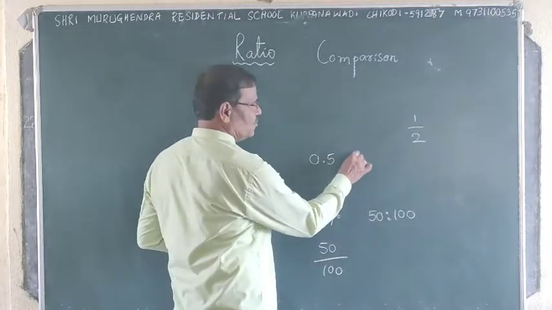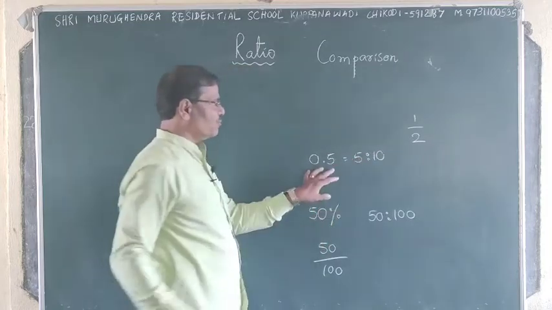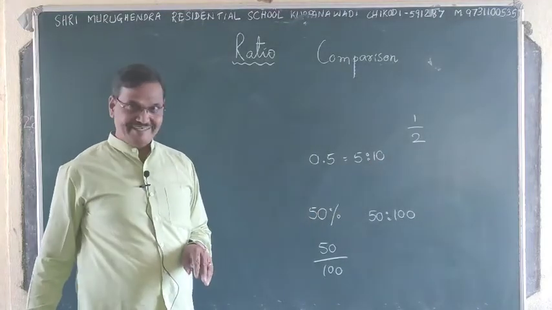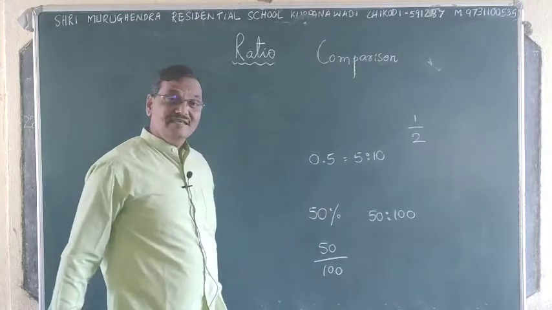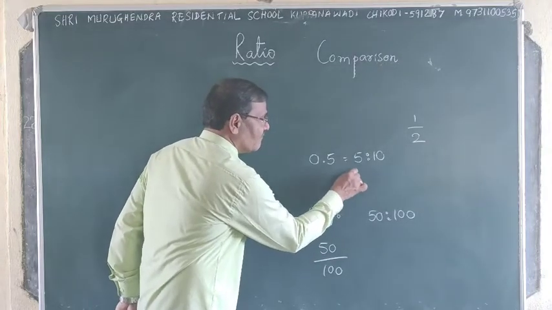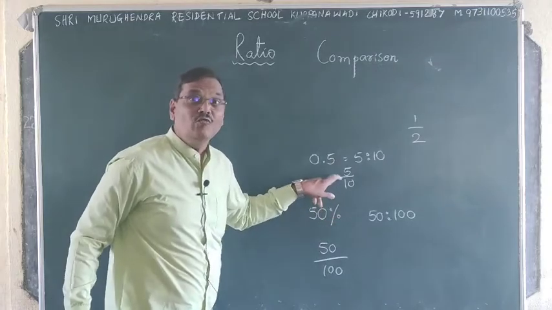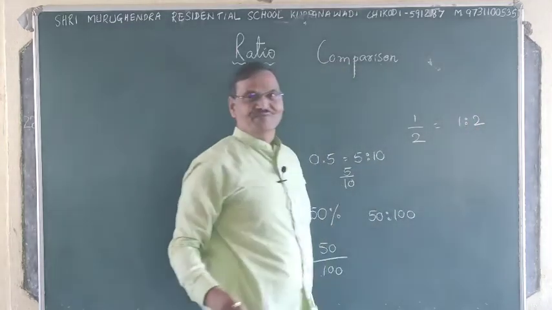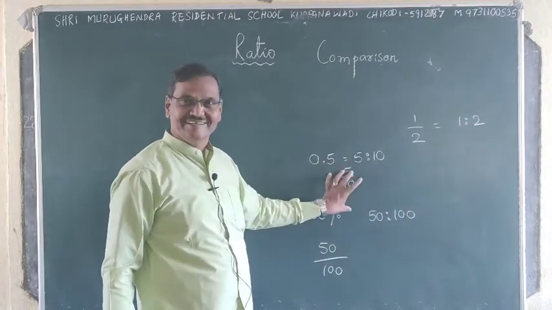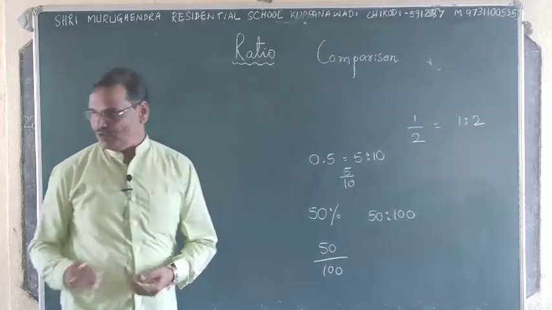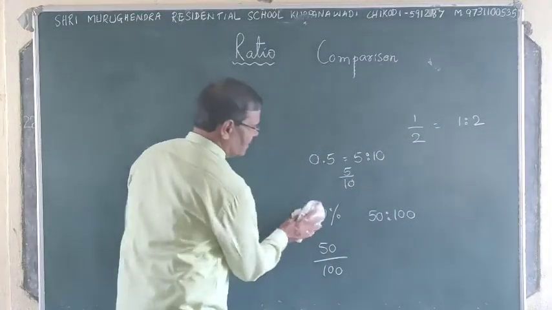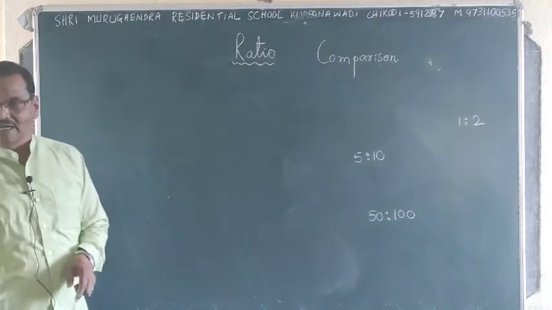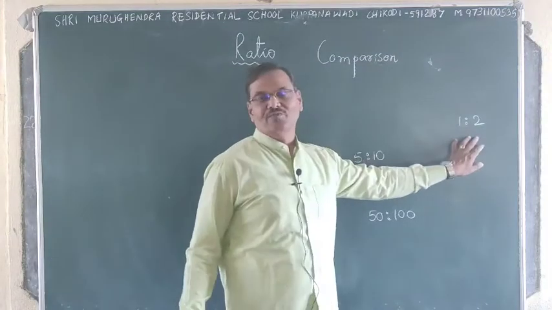What is this? 5 is to 10. This 0.5 is nothing but 5 is to 10. Out of 10, 5 taken. Then this is 1 is to 2. Already we studied all this. And if we remove whatever is written here, it falls in a ratio.